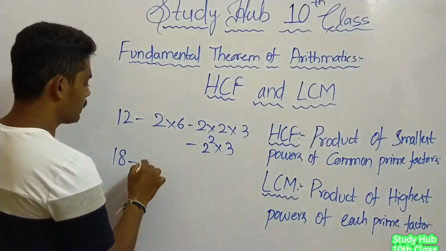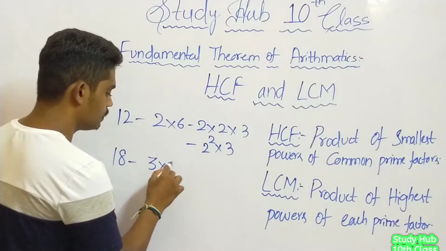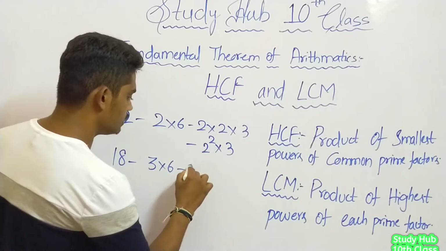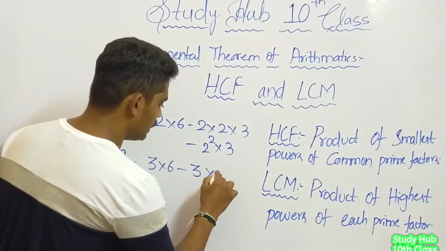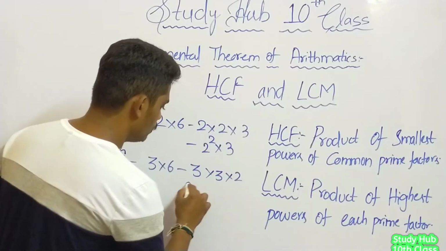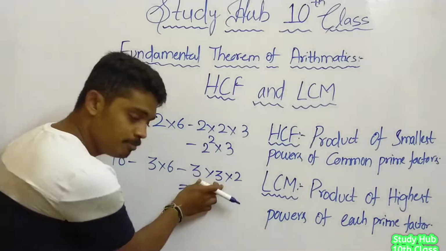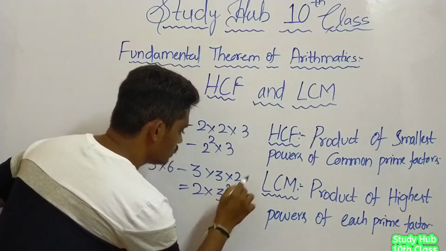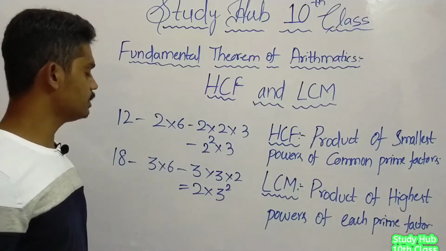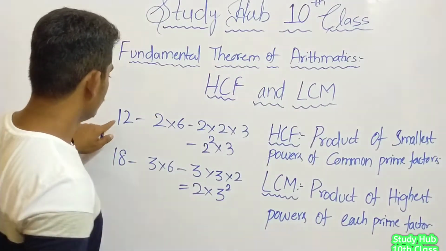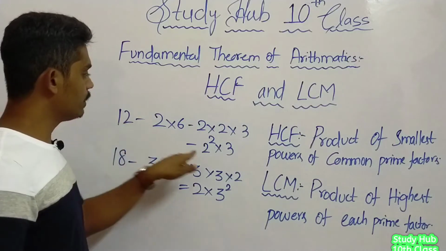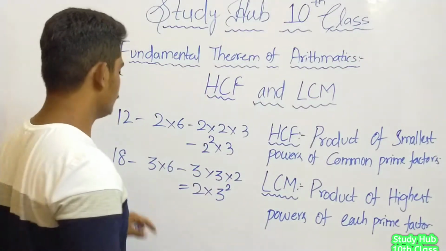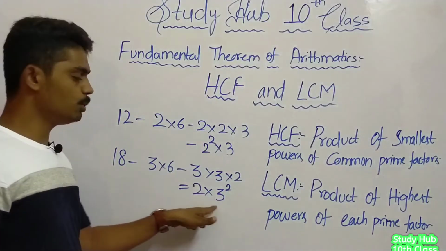18, 3 into 6. 3 into 6, and 6 again I can write as 3 into 2. So we need to arrange them in ascending order. So 2 into 3 square, 3 into 3 is 3 square. Okay. Now the prime factorization of 12 is 2 square into 3. The prime factorization of 18 is 2 into 3 square.